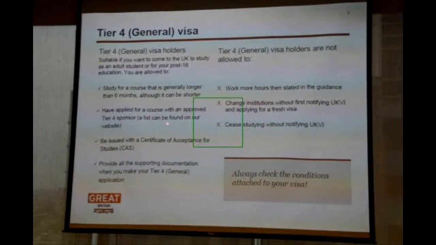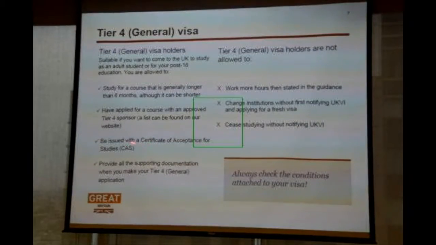You have to apply for a course with an approved Tier 4 sponsor, as I'm sure many of you are aware, and I suspect that all of your customers and clients are registered with Tier 4 sponsors in the UK. If there's an educational institute that you're not sure about, you can check the list on our website, which has the list of all the institutions in the UK that are registered to sponsor students. Okay, so please check that if you're not sure.